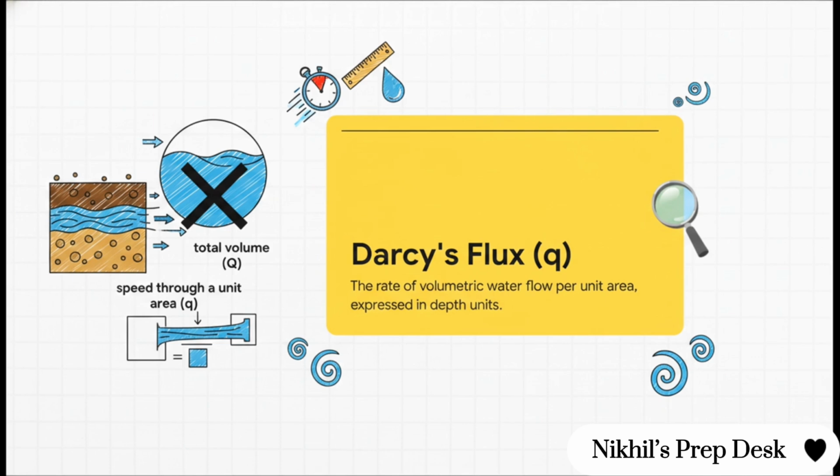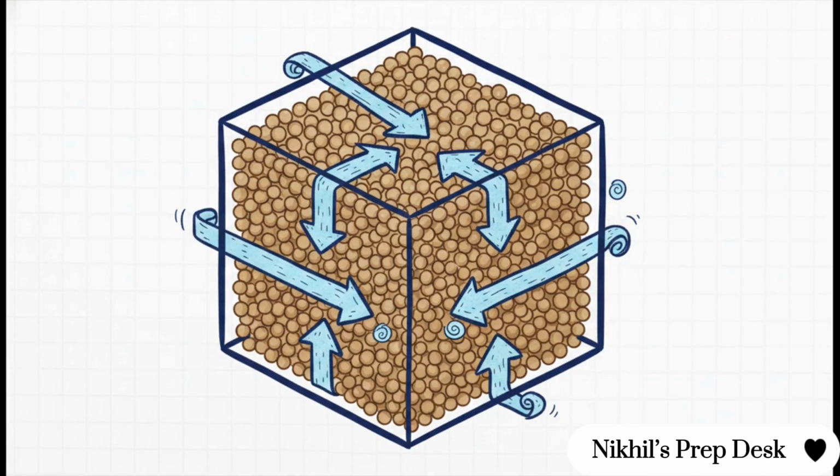By taking the total flow Q and dividing it by the area A, we get a value expressed in depth units per time, like centimeters per second. So it tells us exactly how fast the water is moving through a specific cross-section of the soil. But of course, water in the real world doesn't just travel in a straight, boring line.